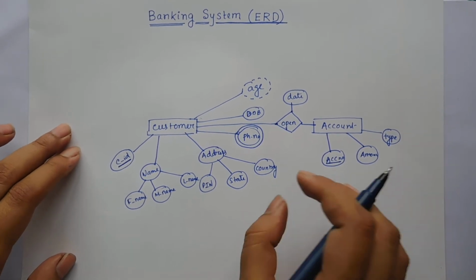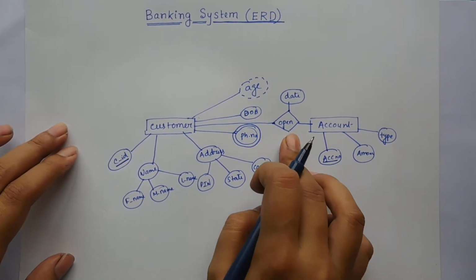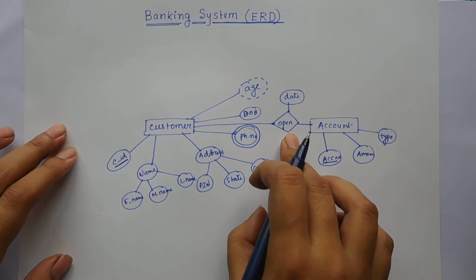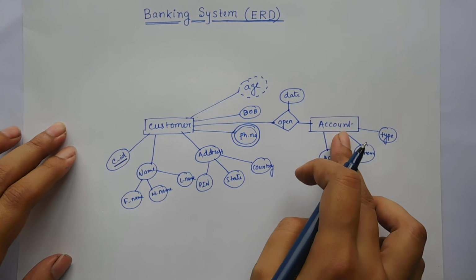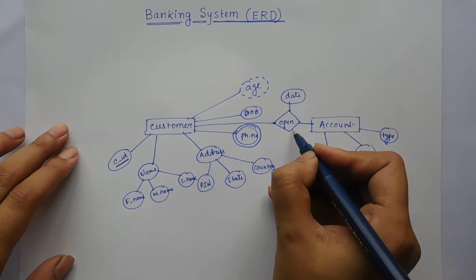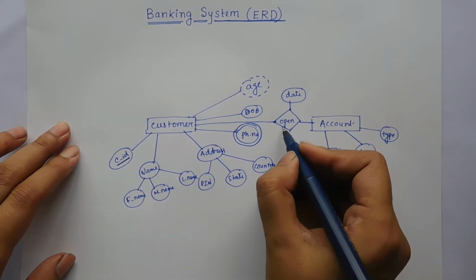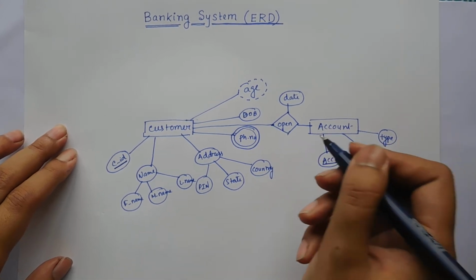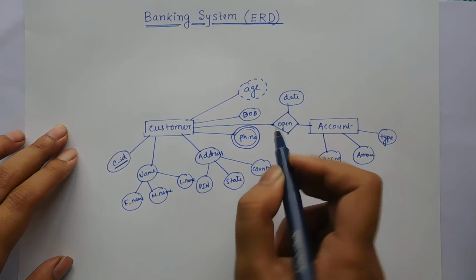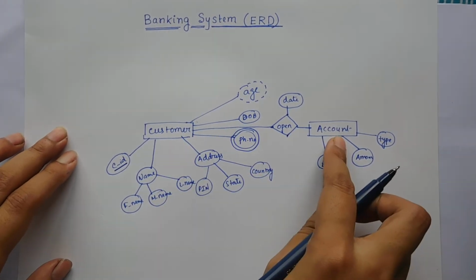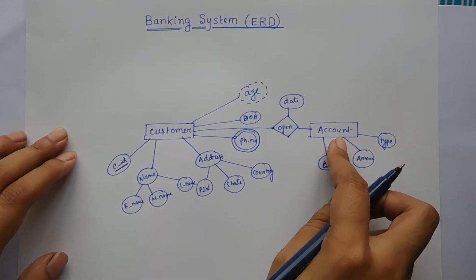Okay. Now what is a relation? Relation means association of the customer and account. Now this open is a binary relation. That means the open relation associates two entities. So it is a binary relation.